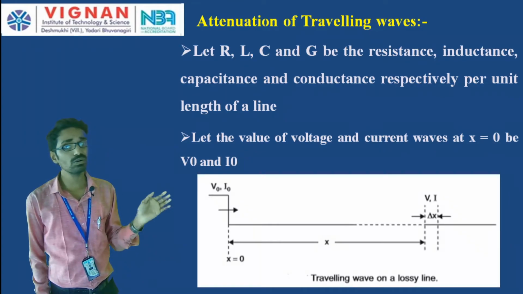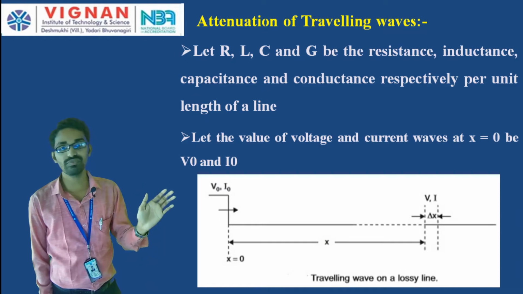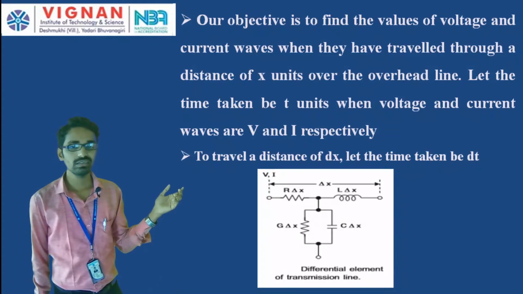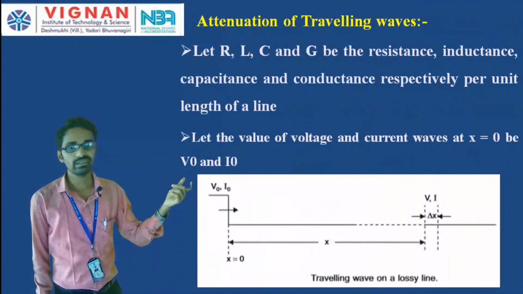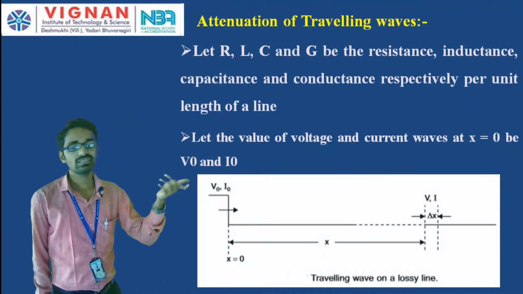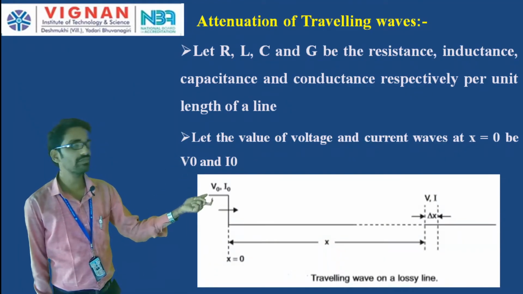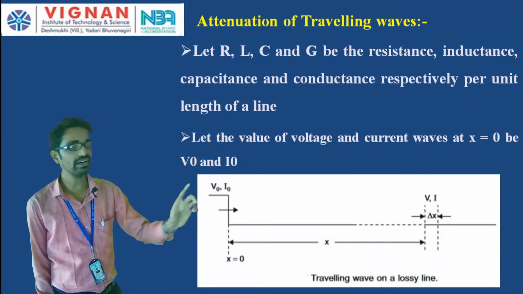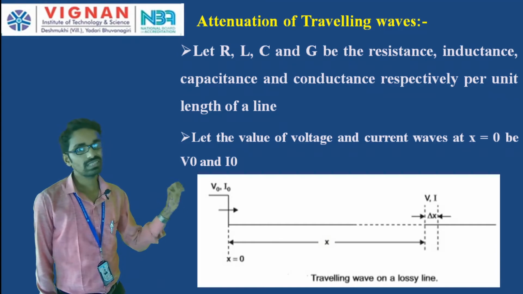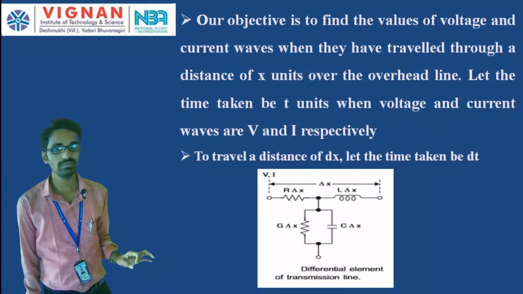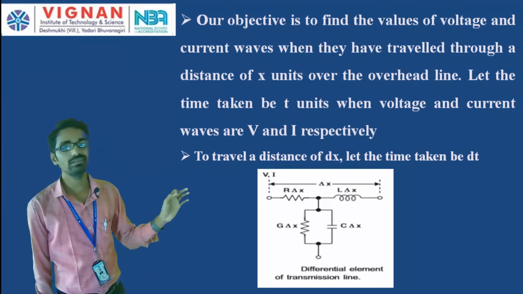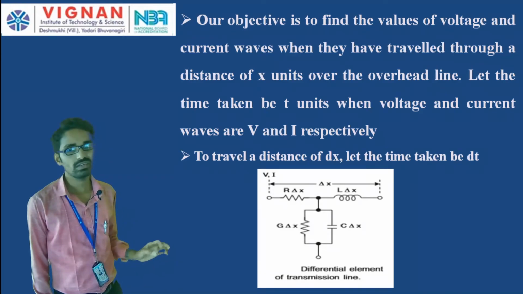So when x is equal to 0 plus, the travelling waves, that is V and I, travel over the line. So here you have V0, I0 and a length x which we are considering, and dx is a small or differential length. Over the differential length, the voltage and current waves are V and I. So these are the travelling waves on a lossy line, that means a line which has losses. Here our objective is to find the values of the voltage and current waves when they have travelled through a distance of x units over the overhead line.